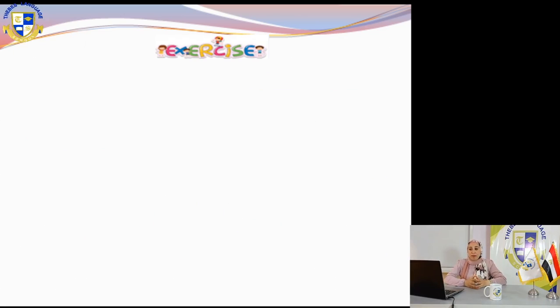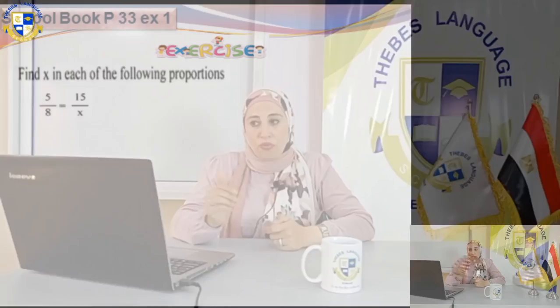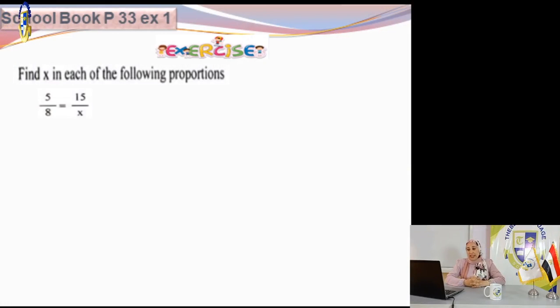Let's see an example. Find x in each of the following proportion. 5 over 8 equal 15 over x. Ask yourself, x is means or extremes? It's extremes. Okay, so if I'm searching for the extremes, I'll multiply both means over the last extreme. So I have here 8 by 15 over the 5. The answer will be 24.